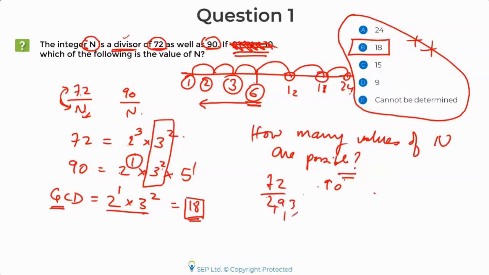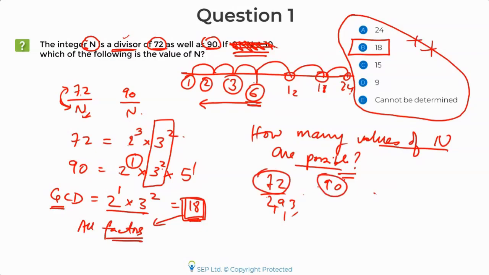So what I mean to say here is that if you want to find out all the values of n that are possible, find out the GCD. Once you have found the GCD, all factors of this, let me write it down, all factors of 18 will definitely divide 72 and 90. Is this part clear? That's the main inference that you need to keep in mind.